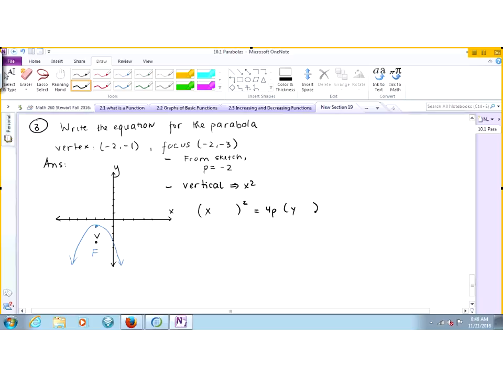And I just have to put in my h and k. So x minus what? X minus -2, so it is x plus 2. And y plus 1. And p is -2, so what do we have? Yes. X plus 2 squared is -8 times y plus 1. Finish. This is your equation.